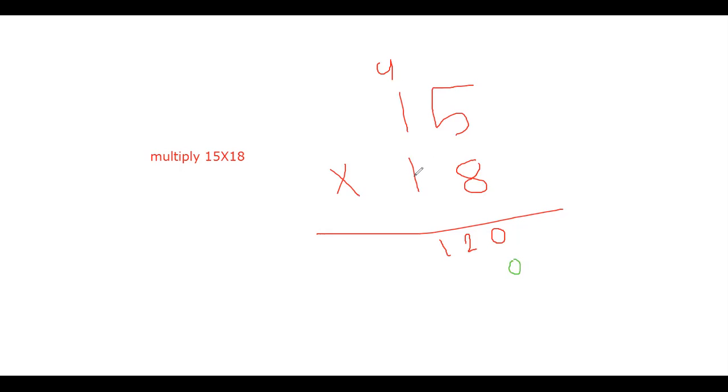Then we multiply. Now 1 times 5 equals 5. And 1 times 1 equals 1. And now we add these two numbers. So 0 plus 0 is 0. 2 plus 5 equals 7. 1 plus 1 equals 2. So that's the answer. It's 270.